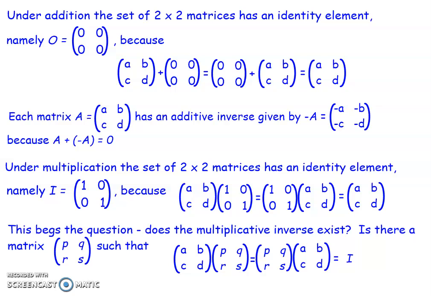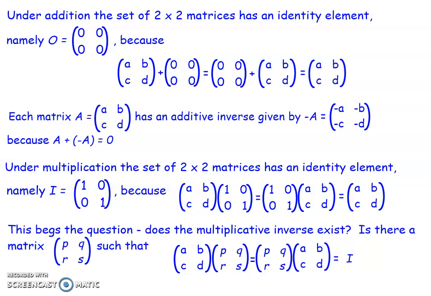Each matrix A, so again we'll stick with that generic one, also has an additive inverse which is given by negative A. So in this case, negative A, negative B, negative C, negative D. And this comes from the fact that if we think of adding matrices together, if we have A and we add the negative of A, that gives us this identity element O. So it'll give us a matrix consisting of just zeros. So it has an additive inverse there.